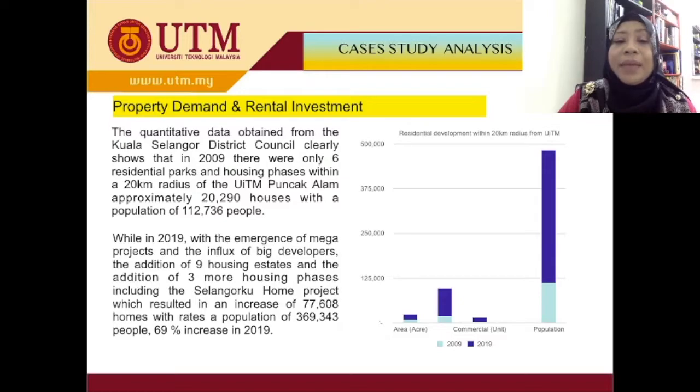While with the emergence of the mega project in 2019, there was the addition of 9 housing estates and 3 more housing phases, including the Selangorku Home Project, which resulted in an increase to 77,608 homes, with the population rising to 369,343 people, a 69% increase by 2019.